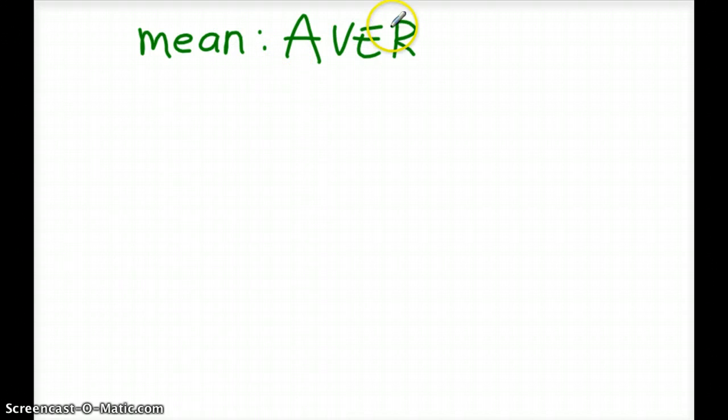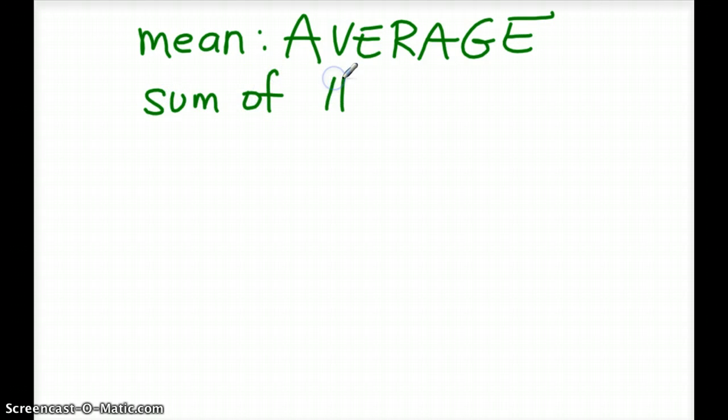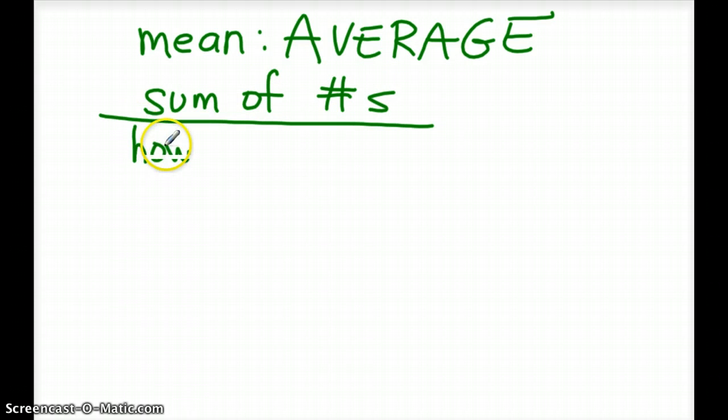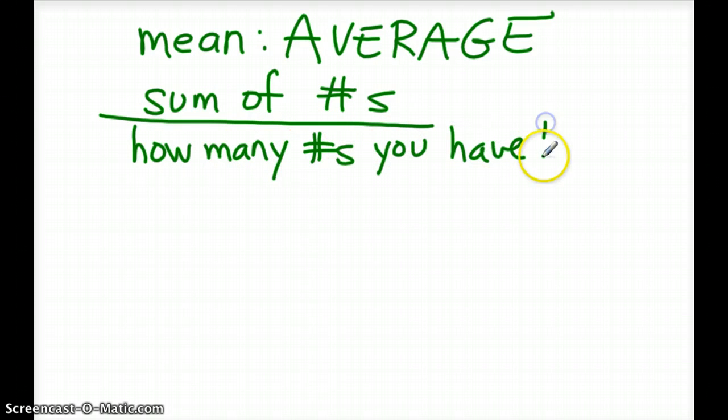All right, the mean is the average, people. It is the average. How do you find average? You take the sum of all the numbers and divide it by how many numbers you have. Average, people, average.